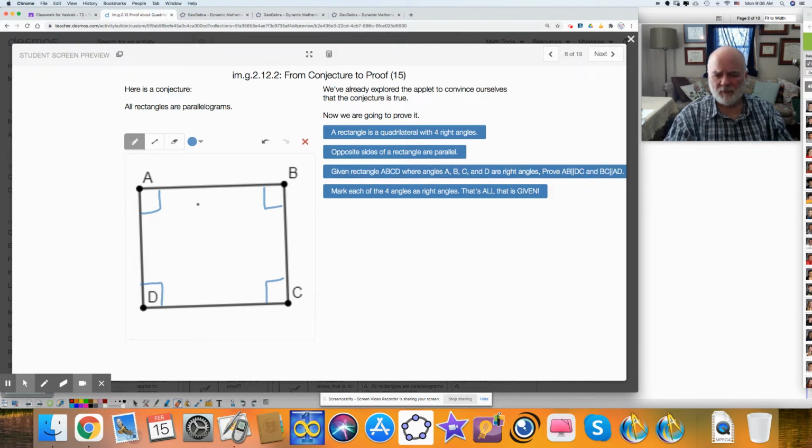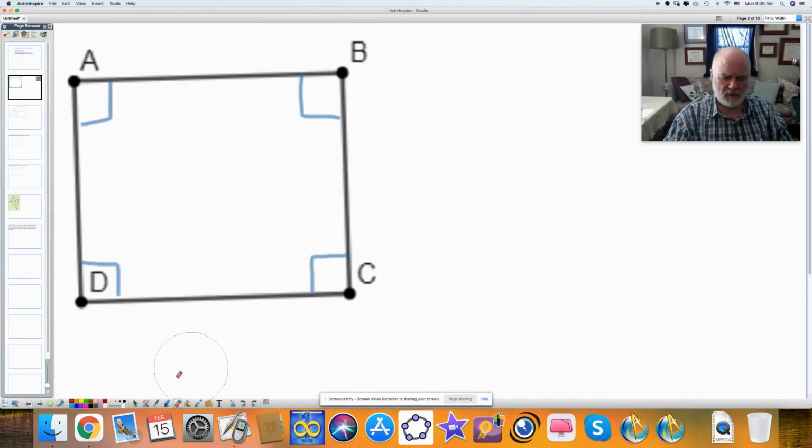So I'm being very specific, saying that these four angles are right angles, and I want to prove that these opposite sides are parallel. And one way to do that, I'm going to mark it on here. I'm not going to write it out because of interest of time. I will just mark it on here.